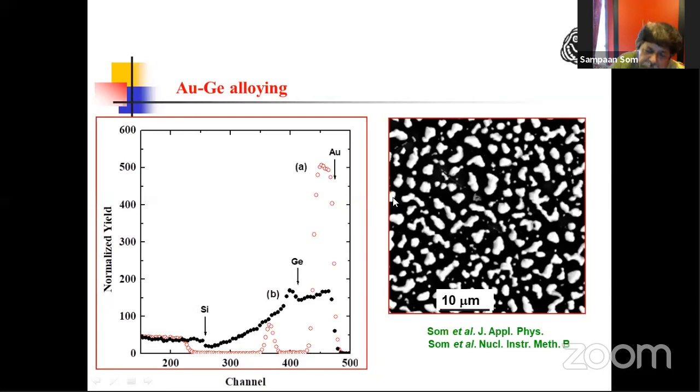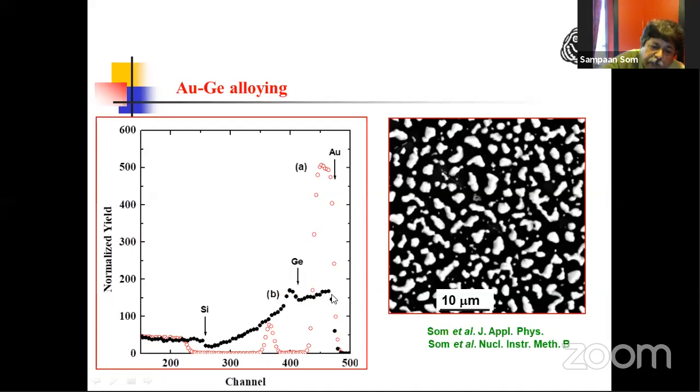So the RBS signal that we see actually gets diffused. Due to this diffusion, there is this long tail here. And then the height of the gold signal also comes down. The total amount of gold is not less. You can see the signal of gold in the as-grown film was the red, the peak area was from this channel to this channel. But here you see it is a diffused kind of peak area.